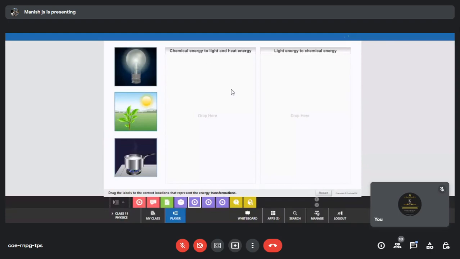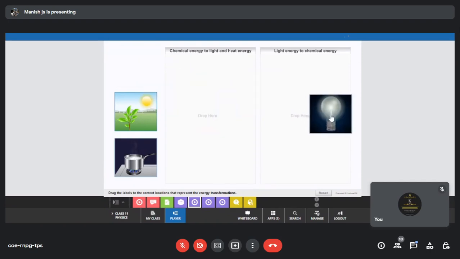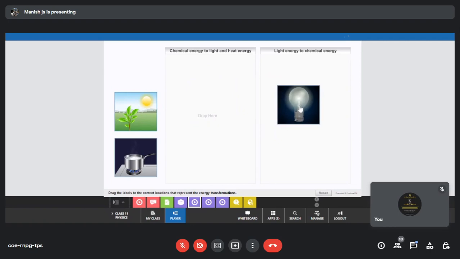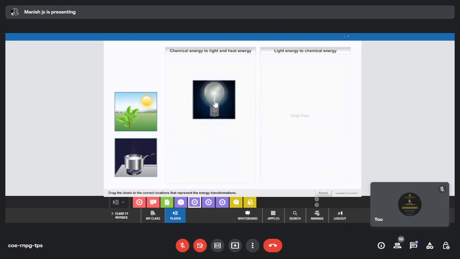So tell me, where is chemical energy getting converted to light and heat energy? The first one is a bulb, in the second picture you have a plant growing, and in the third you're heating a vessel. So where should I drop the first one? Here, chemical energy to light energy, sir. Chemical energy to light and heat energy, sir. Chemical energy to light and heat energy. You mean the bulb? Yes, sir.